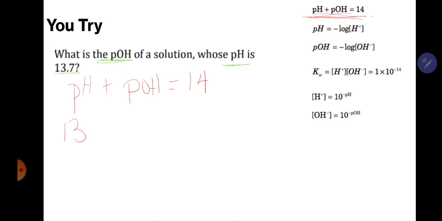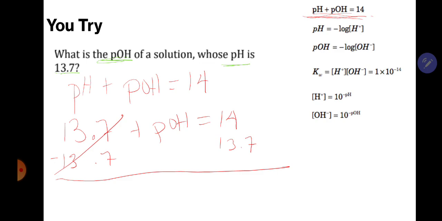So that would put us at 3.7 is equal to 14, plus the pOH is equal to 14. And when we subtract off the 13.7, my pOH is equal to 0.3. And that's it. That's the answer. The end.